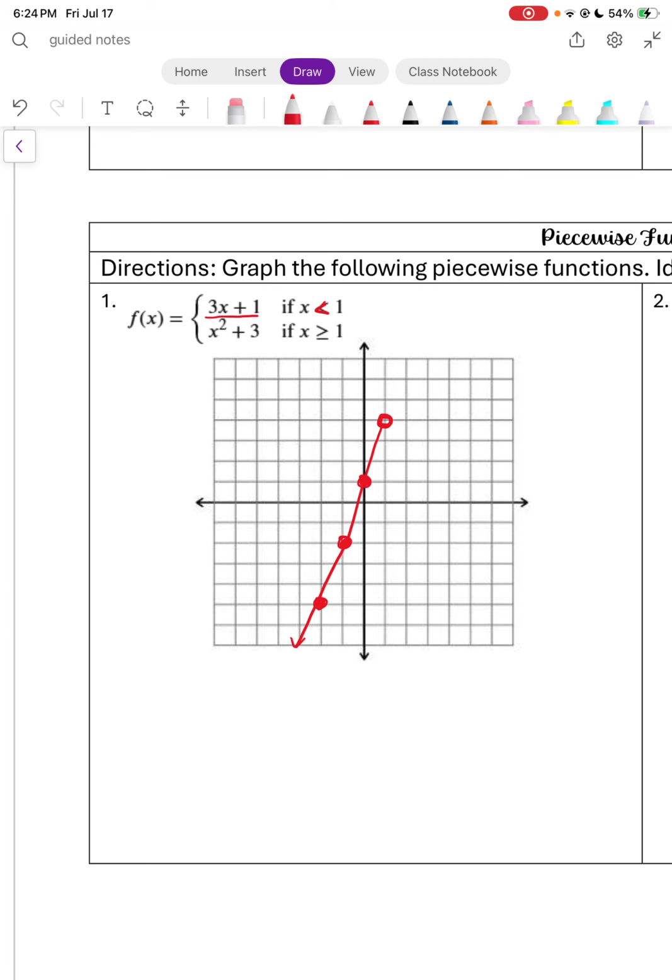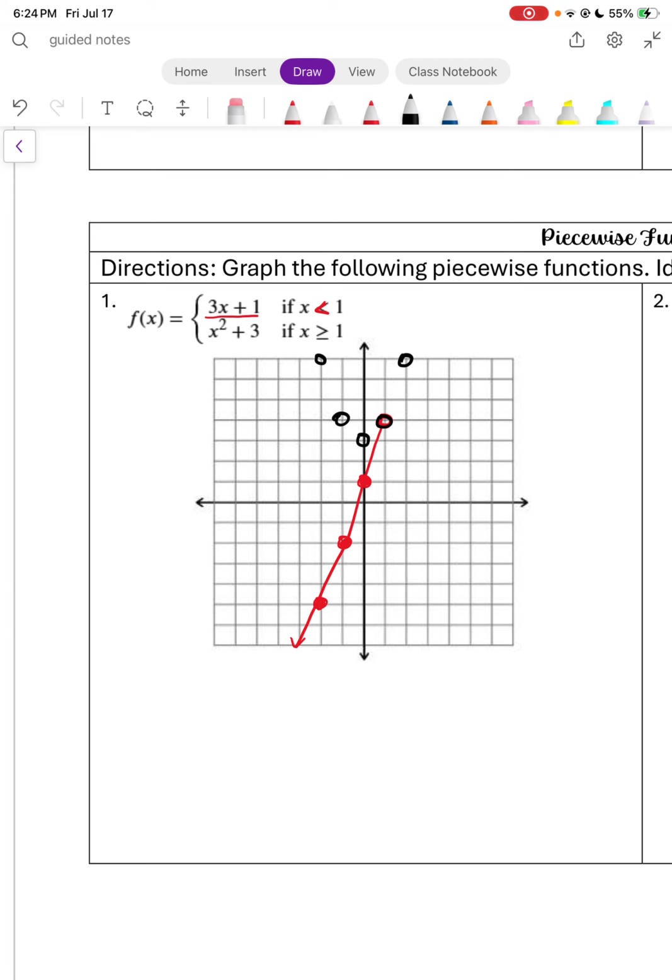The second part of our graph is y equals x squared plus 3. I'm actually going to do that in a different color here. So 1, 2, 3, that's a parabola that's been shifted up 3 units. And I can use my 1, 3, 5, 7 pattern, as seen in my other videos if you'd like to watch, to actually graph that.